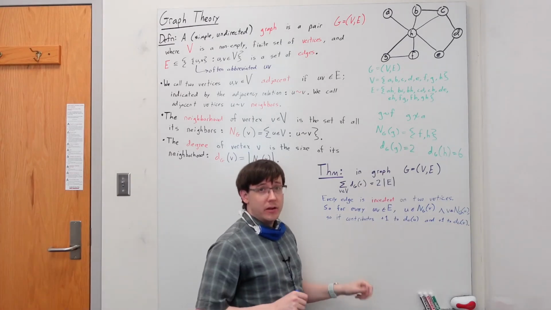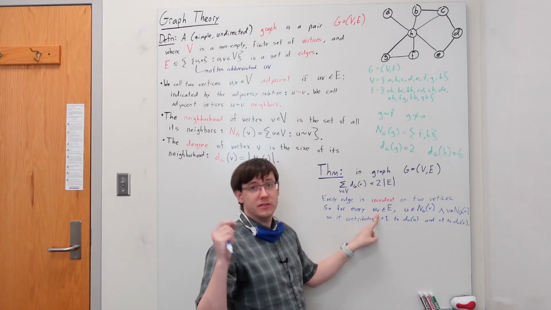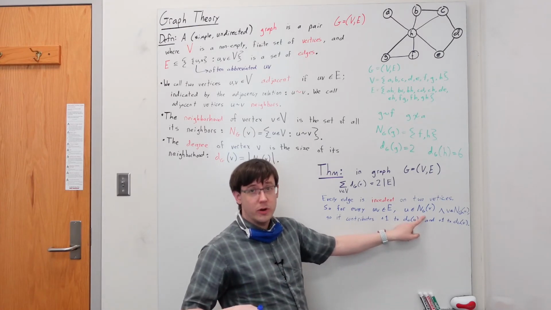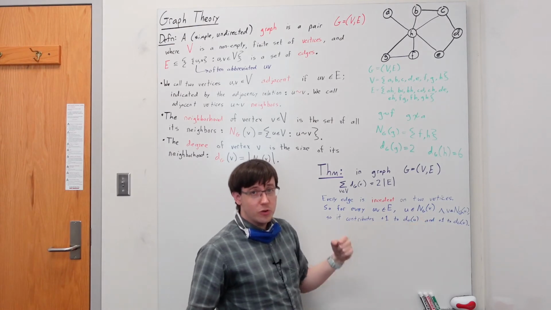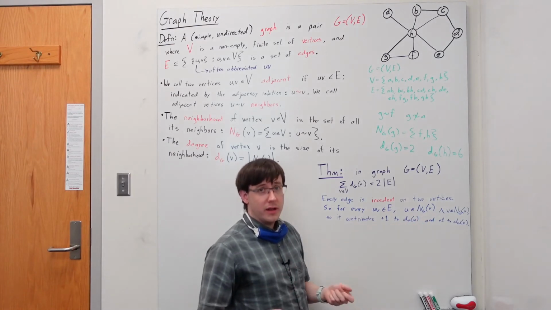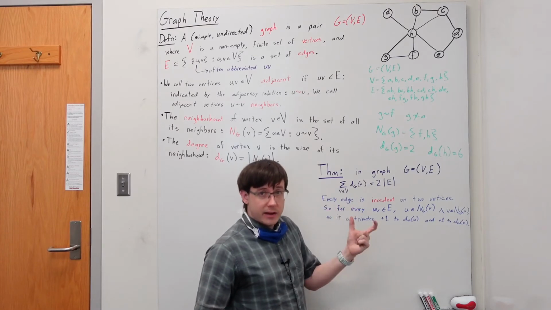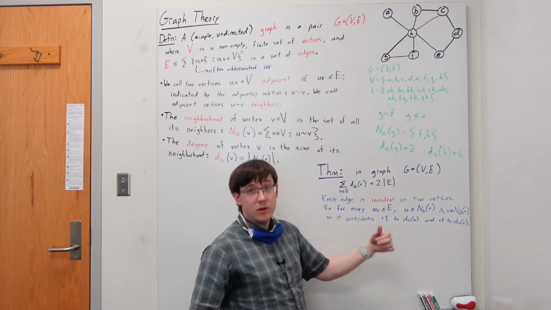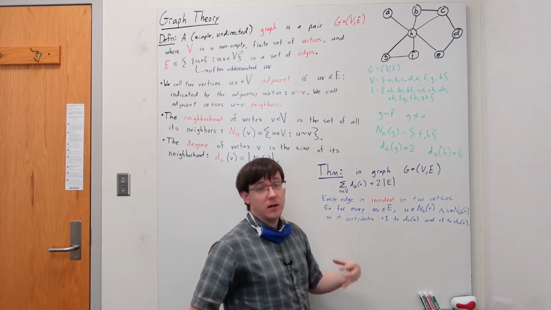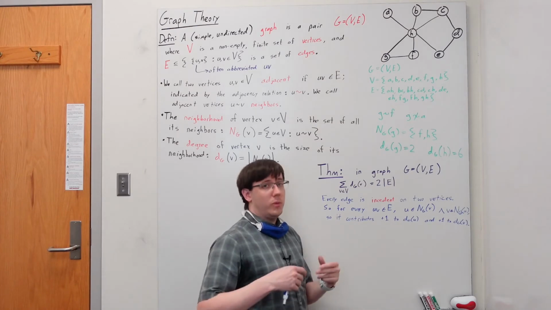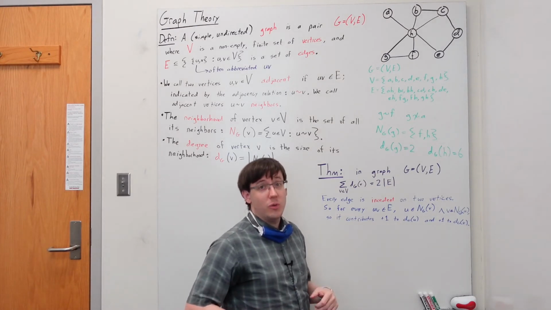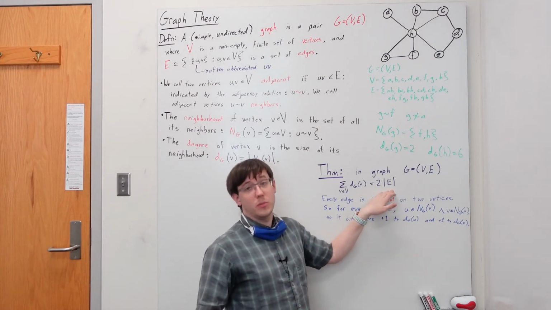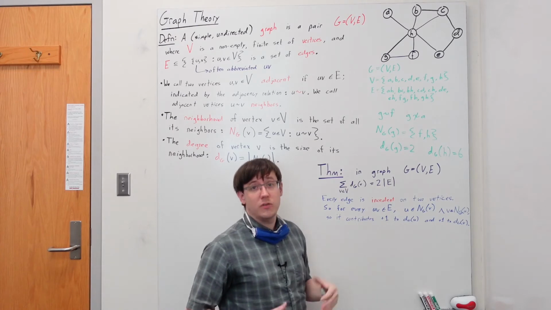So for every edge, if we think about the two vertices that it's incident on, each vertex will appear in the neighborhood of the other. And since the degree is the size of the neighborhood, that means that this edge is contributing 1 to the degree of u and 1 to the degree of v. And so then when we sum up all of the degrees, it will have contributed a total of 2, and we'll get 2 times the number of edges as our sum of degrees.